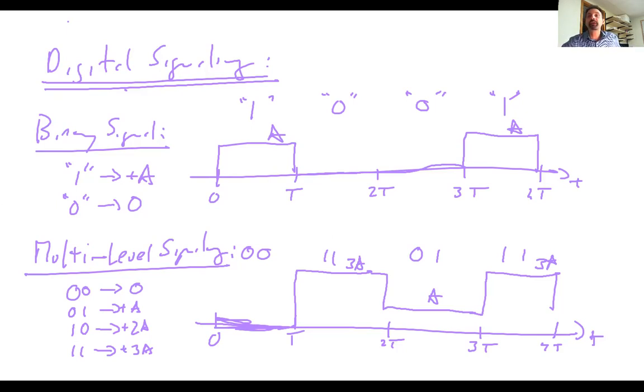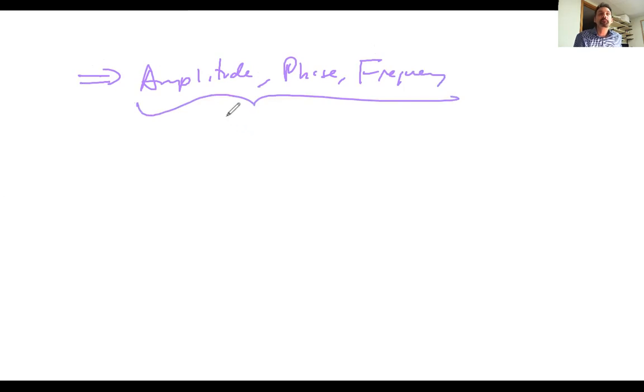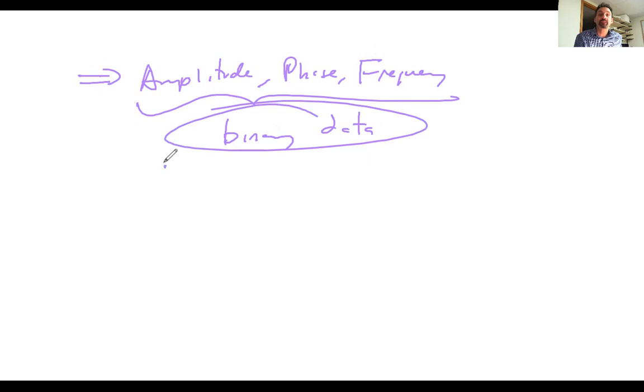So really, the punchline here is that I could use amplitude, phase, frequency, and I can basically manipulate those based on the binary data. Okay. And in the case of multi-level signaling, I take groups of binary data and I make sure that I have the appropriate known mapping at both the transmitter and receiver in order to encode and decode that information.